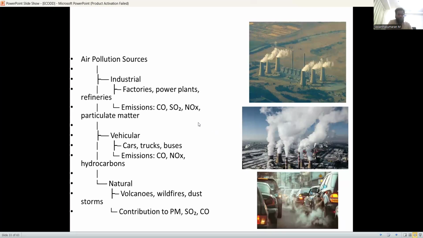So we should be more careful about this. There are different kinds of sources, like industries and vehicles. Naturally we cannot directly control things like volcanoes, wildfires and dust storms. Still, in some things we are indirectly triggering the environment to cause the wildfires and dust storms. Okay. So ultimately we should be responsible to control all these. When I'm finishing, I'll give the points on how to control all these things.